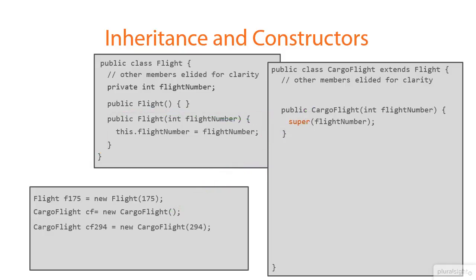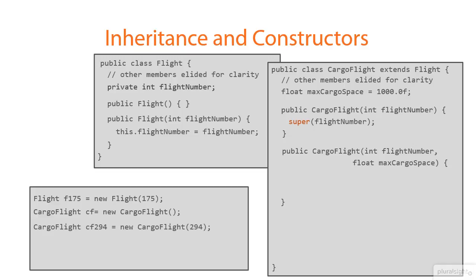That calls into our cargo flight's constructor accepting a flight number, which in turn calls the implementation inside of flight. Now we can of course extend behavior beyond the base class constructors. For example, our cargo flight class keeps track of the idea of the maximum cargo space. So we could go off and define a cargo flight constructor that accepts flight number and a value that we want to use for max cargo space. Now inside of the cargo flight constructor, we can of course set max cargo space. If we want to go ahead and call up to the base class constructor, we again use the super notation, but it has to be the first line of the constructor.